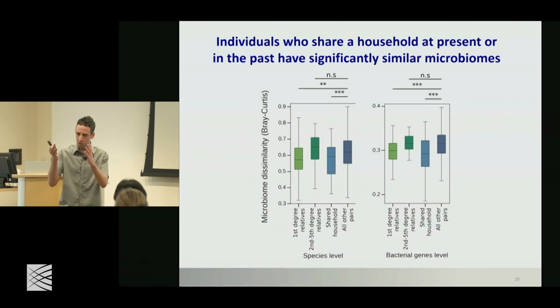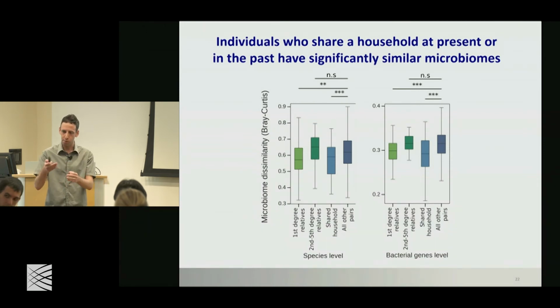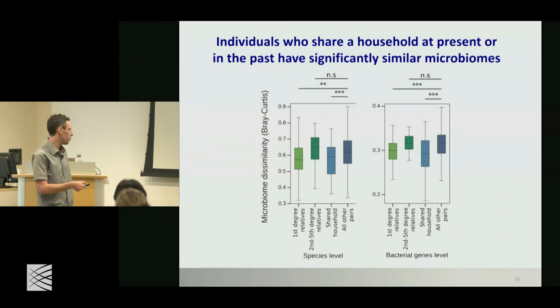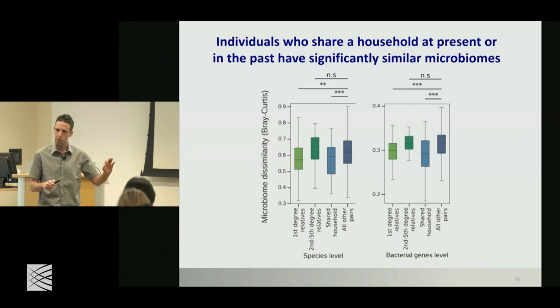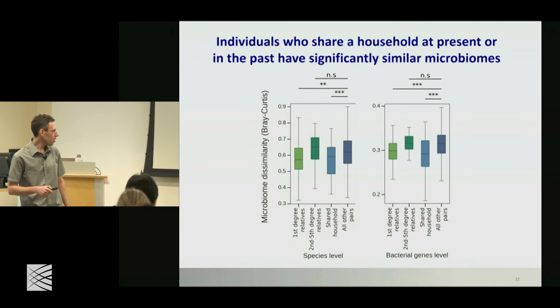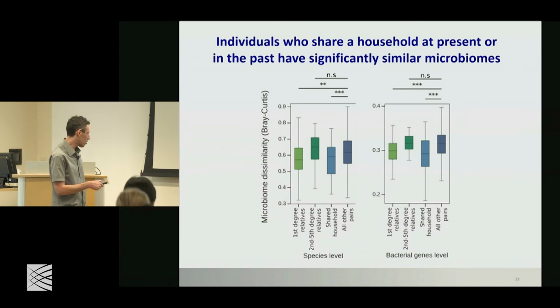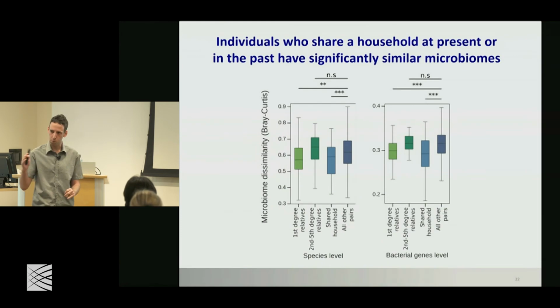By definition, we computed the genetic similarity between every pair of individuals, and that's how we could stratify them into first-degree relatives, second to fifth-degree relatives, and so on. And so we made sure that all the individuals with shared household are not also related. If they were related, we didn't include them in this analysis. So yeah, we did that. So the individuals sharing household are, by definition, not related, even to a fifth-degree relationship.